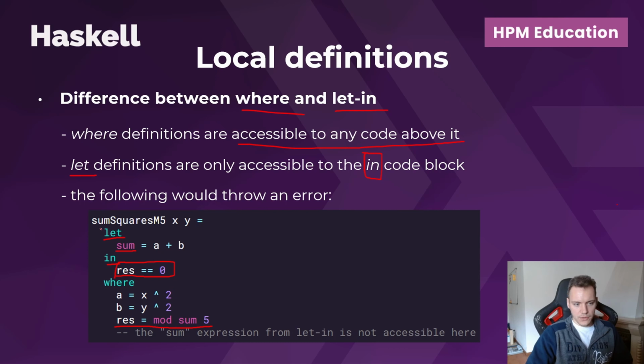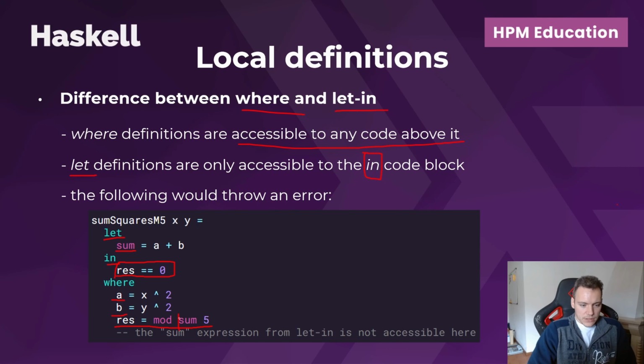So we define everything as before. We have let sum equals the sum of square a plus b, and then we want to check the result here that it's equal to 0. And then we have the where clause. A and b, as before, they define the sums, the squares of the numbers x and y. And then we have here the result of the modulo operation, where we apply the modulo operator to the sum and divide it by 5.